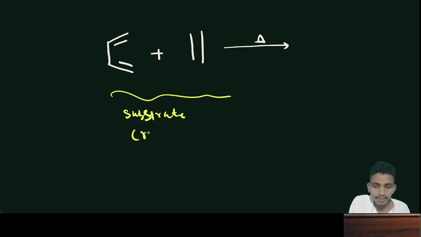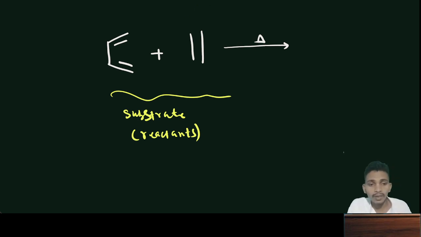These are the substrates or reactants. In pericyclic reactions, understanding the substrate is very, very important, because from the substrate we can see whether the reaction will happen or not. It means if this type of substrate is there and heat is given, then there may be a pericyclic reaction happening, so we will check it like that.